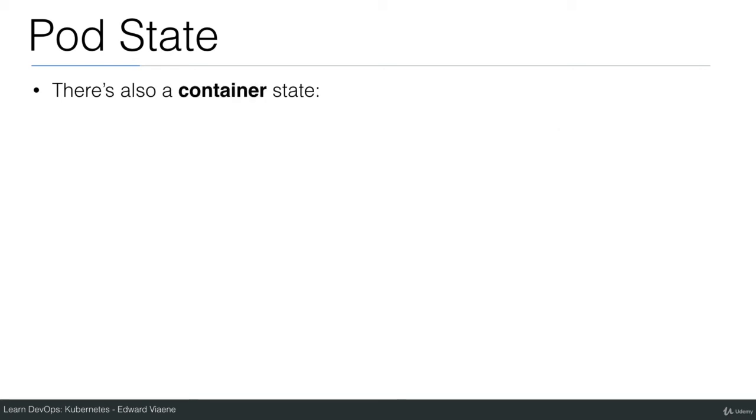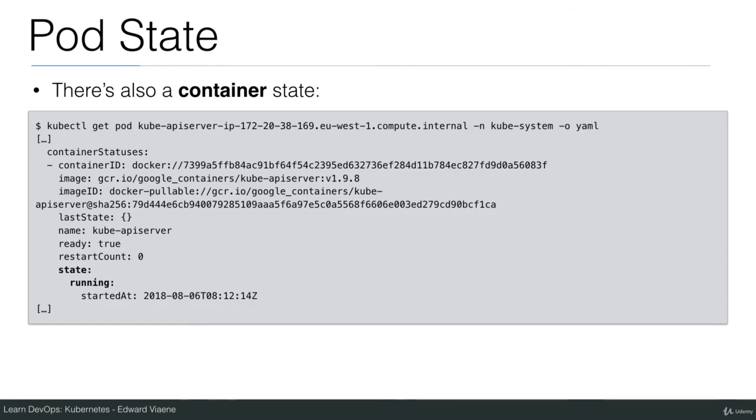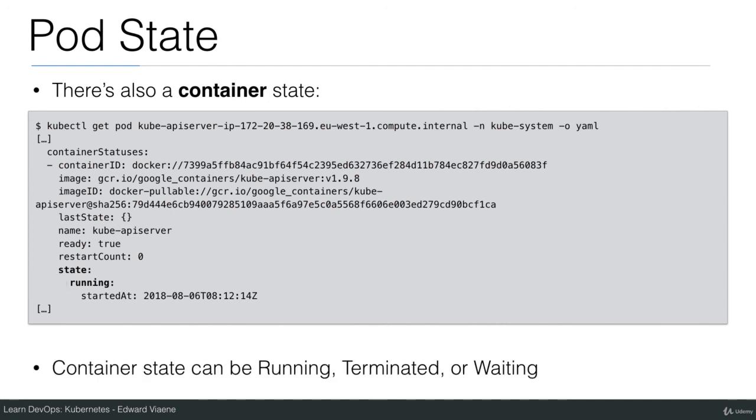There is also a container state. You can get the container state using kubectl get pod, outputting using YAML so that you can see all the data that is available for the pod. And here you have the container statuses. You have some information about your container, and then here in bold you have the state, and the state of this container is running. So this comes from Docker itself. So Docker reports that this container is running. The container state can be running, terminated, or waiting.